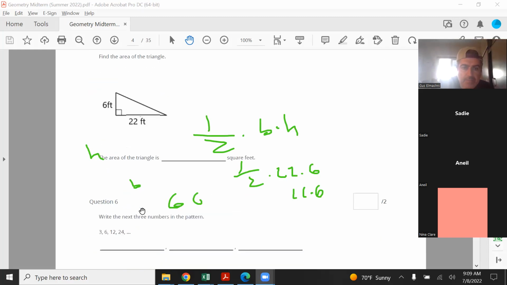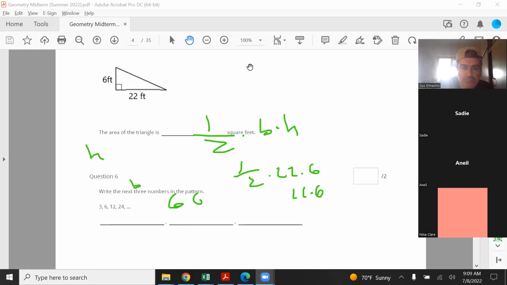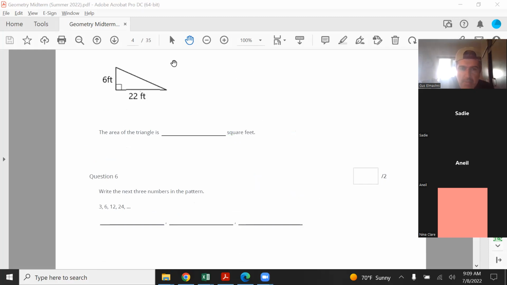Next up, it looks like I gotta find a pattern. I think we're multiplying by 2. So 48, 96, 192. So again, that should be pretty straightforward. Okay, so we're 1/5 of the way going over this midterm. Next up.